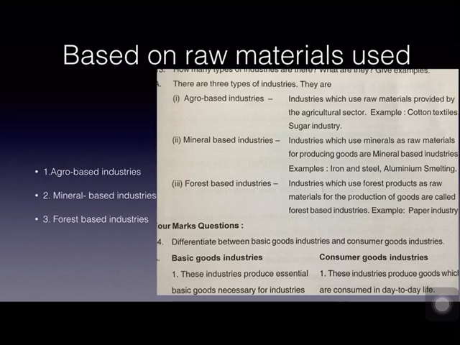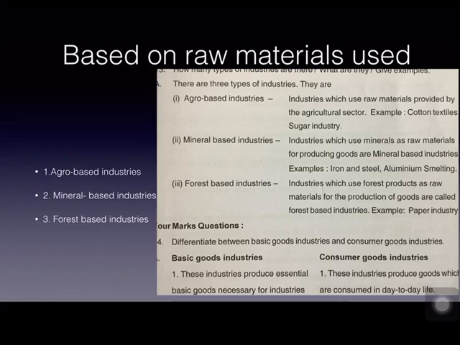Now, based on raw materials which are used in the production process, the industries are classified into three types. Those are agro-based industries, mineral-based industries, and forest-based industries. Now, let us see what are agro-based industries. Industries which use raw materials provided by the agricultural sector. For example, the cotton textiles industry. For that, what do we use? We use cotton. Cotton is produced in agricultural fields. So, the agricultural sector is providing the raw materials.